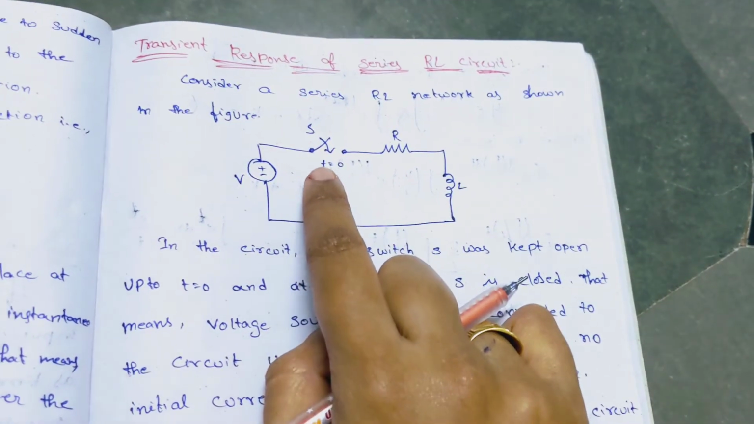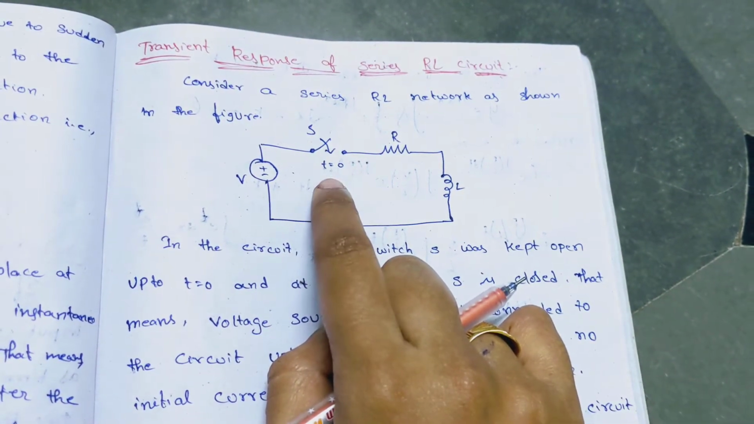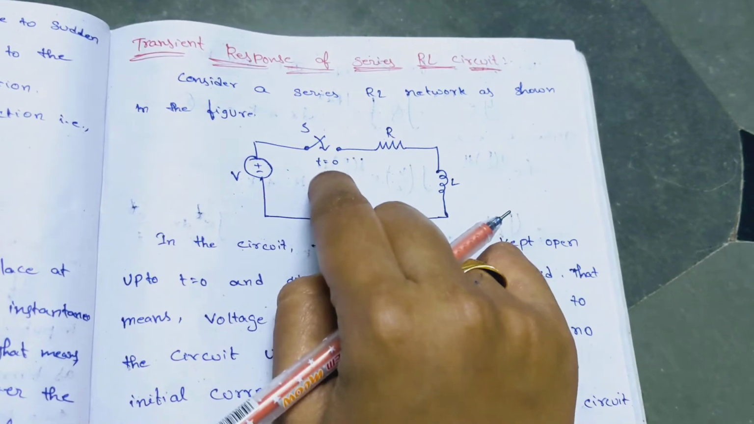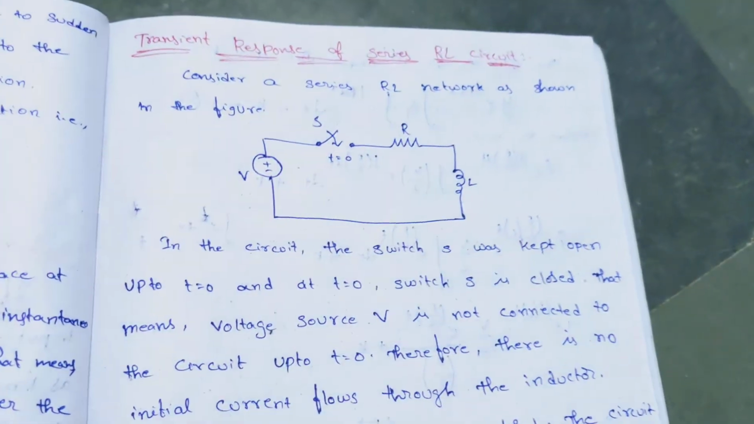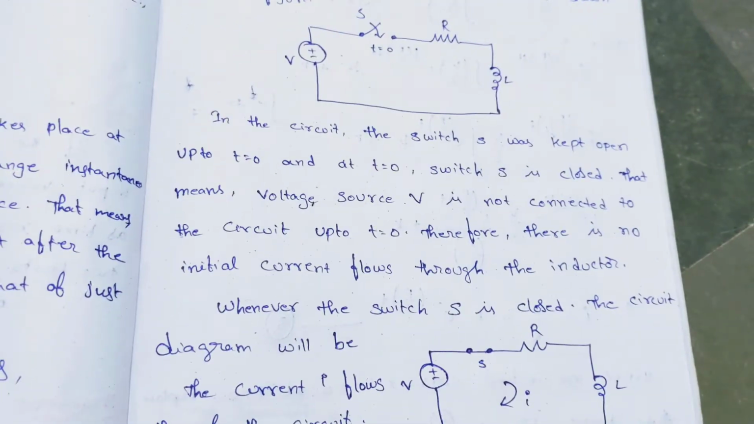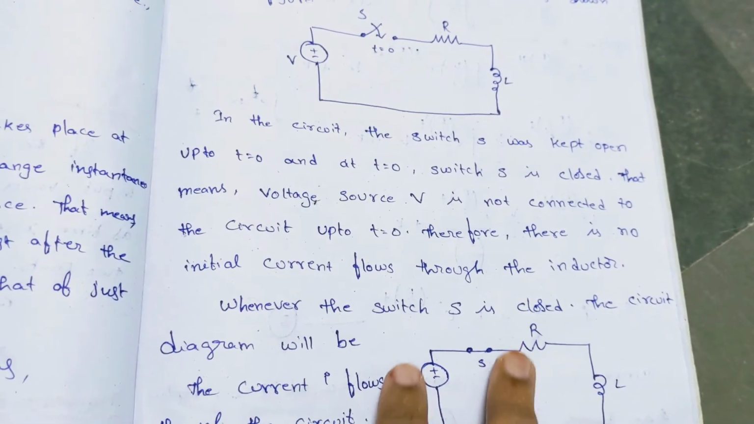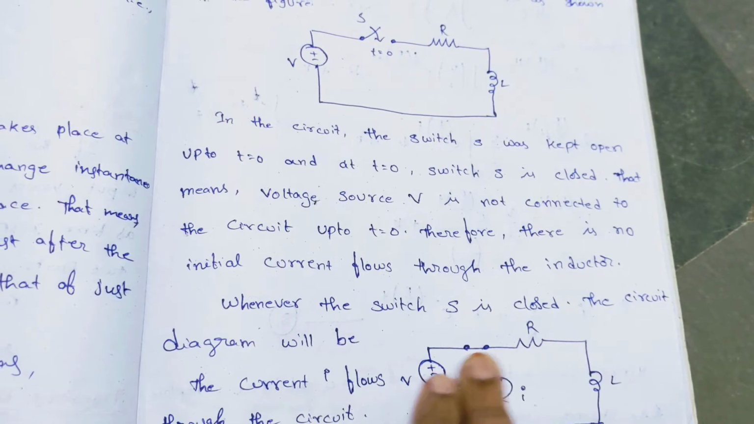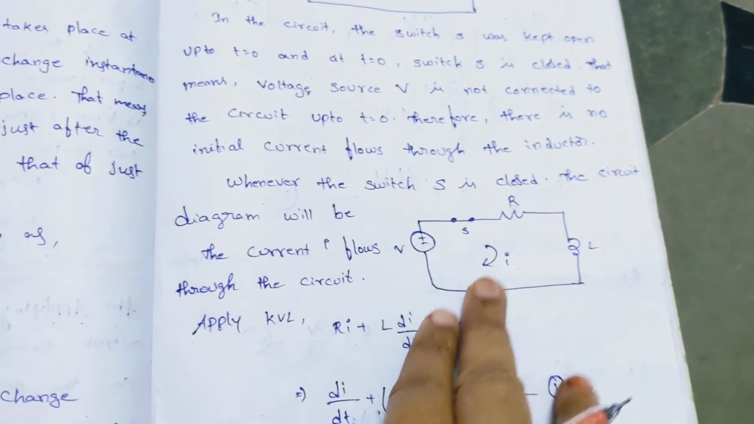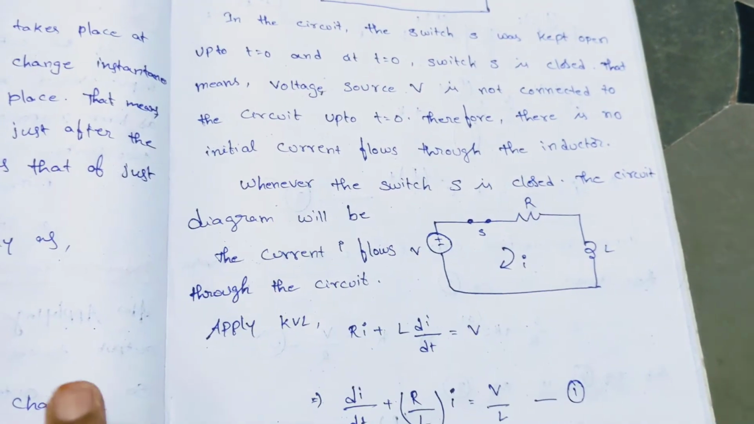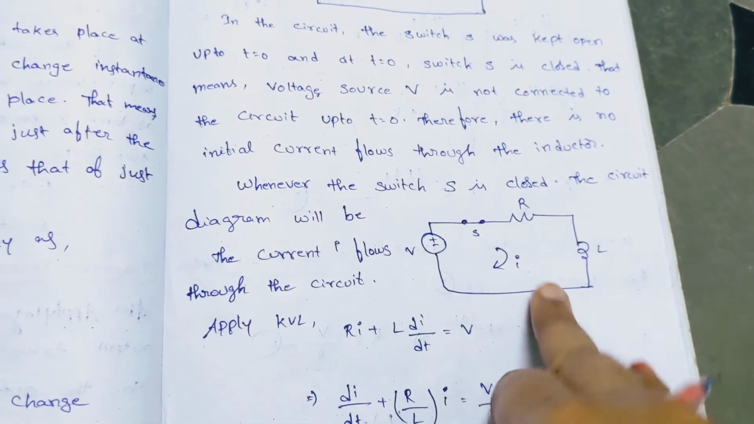At time t equals 0, the switch is closed. Now whenever the switch is closed, the current starts flowing in your circuit. So when we have this closed loop, we can apply our KVL.